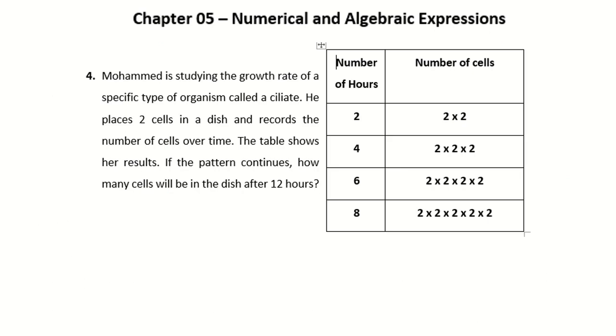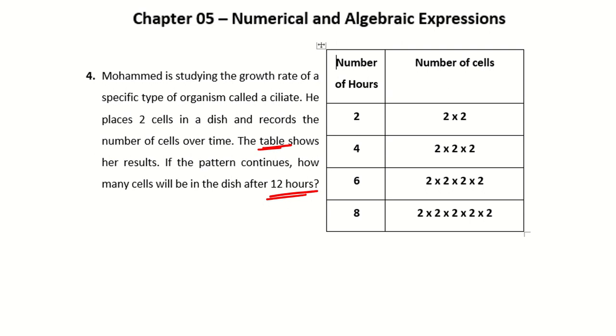Okay. Now another question is: Muhammad is studying the growth rate of a specific type of organism called ciliate. He places 2 cells in a dish and records the number of cells over time. The table shows her results. If the pattern continues, how many cells will be in the dish after 12 hours? Okay, now students, in word problems you will have to be very careful with the sentence. Just read the question carefully.